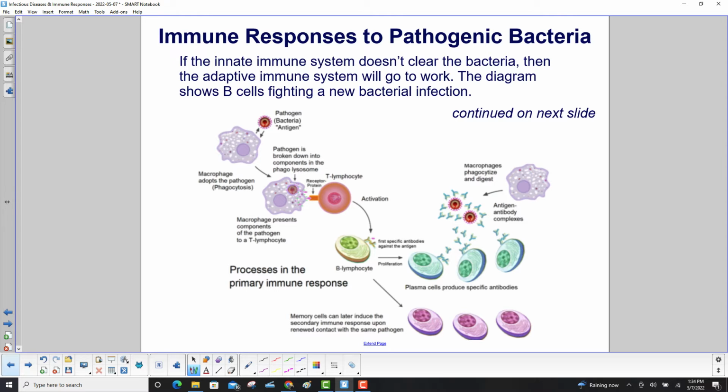The diagram shows B cells fighting a new bacterial infection. So it starts over here, moves on down in this direction. So let me just go ahead and erase that. And we're going to describe these steps in the next few slides. So you may have to pause and come back to take a look at this picture again.